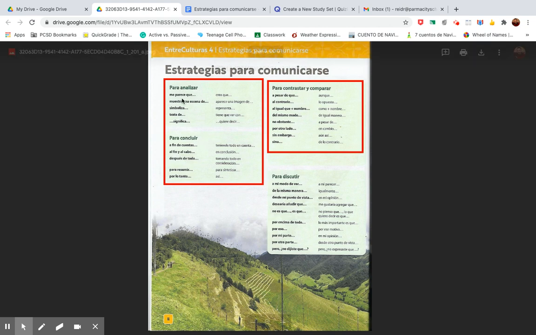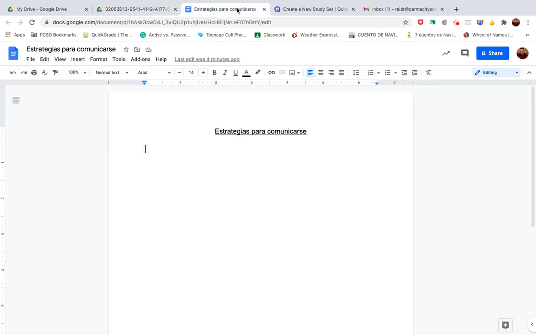So here's how you're going to do this. Basically, like I said, these are kind of synonyms. So what I want you to do is try to figure out what this is just based on this. Okay, so me parece que, and then you're going to put a dash and write creo que. But first, create a document called Estrategias para comunicarse. So one, what did I say? Me parece que. You can put a dash and then put creo que. Those are basically the same thing. But like I said, I want you to try to figure out what this is just based on this.